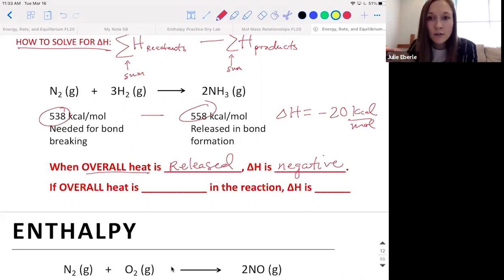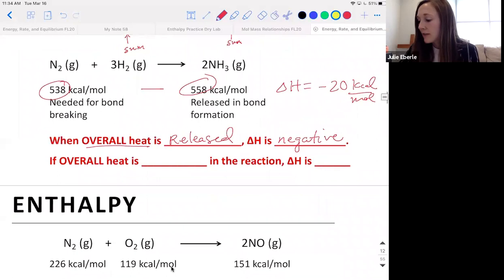Say your cell needs to repair its membrane, or make a protein, or replicate your DNA. We have to have reactions that give off energy to power other things in our body, okay? So this is favorable to our bodies. A negative delta H is a reaction that's giving off energy. Overall, if heat is absorbed in the reaction, the delta H is positive.